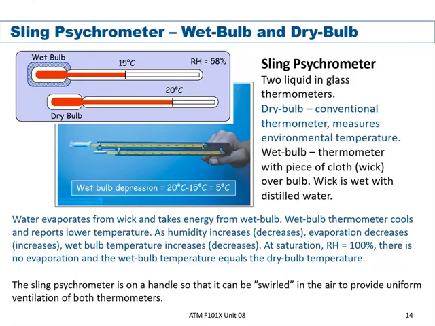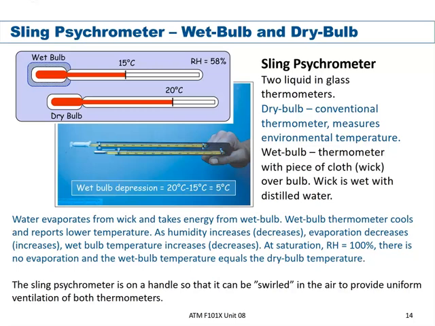The sling psychrometer measures humidity using a wet bulb and dry bulb thermometer. The dry bulb thermometer is a conventional thermometer that measures the environmental temperature. The wet bulb thermometer is a liquid bulb thermometer with a wet wick placed over the thermometer bulb. The water evaporates from the bulb by absorbing heat from the wet bulb. The liquid in the thermometer cools, the liquid contracts, and the thermometer reports a lower temperature.